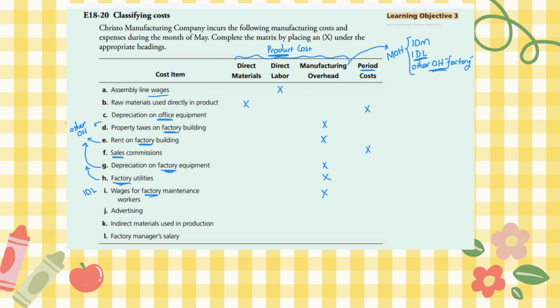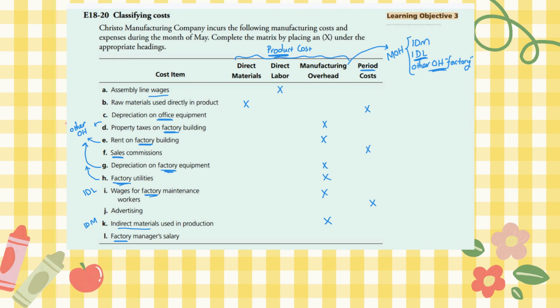Advertising has nothing to do with the factory, so it's going to be period cost. Indirect materials used in production is going to be part of the manufacturing overhead. Factory manager's salary, again, factory means it's product cost.